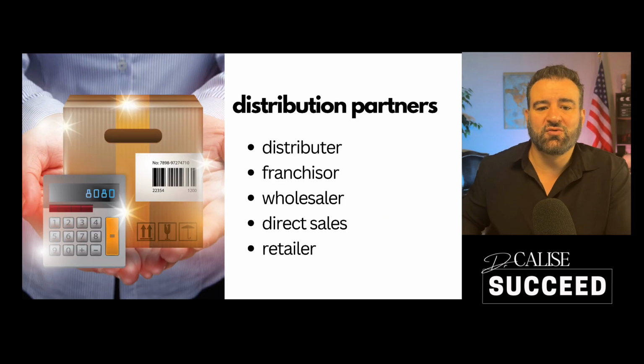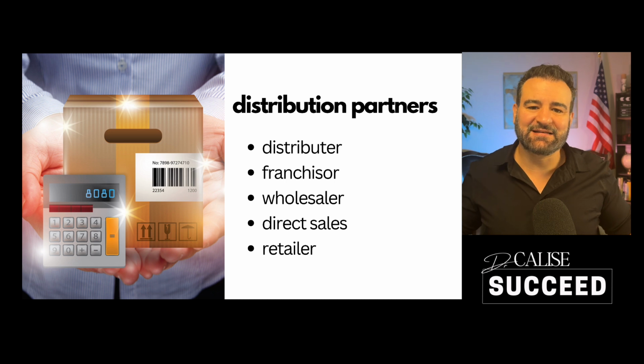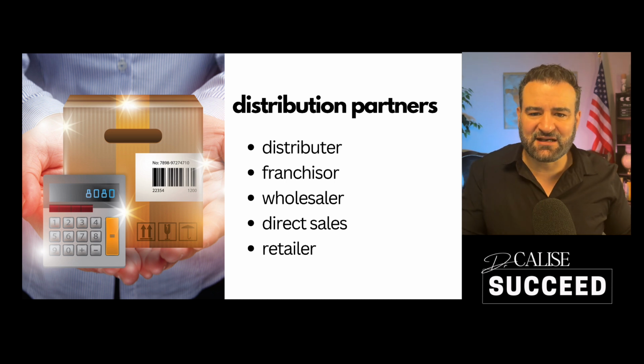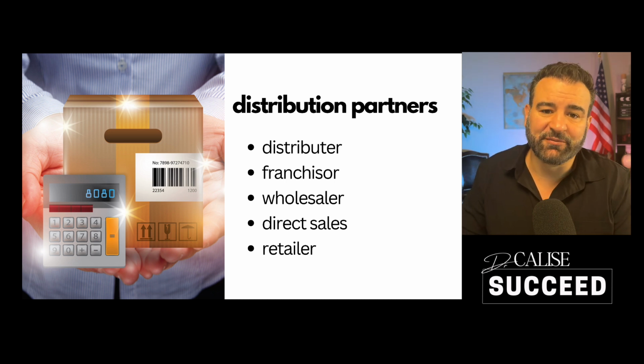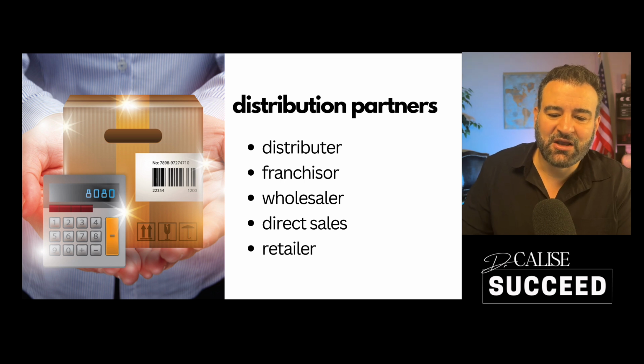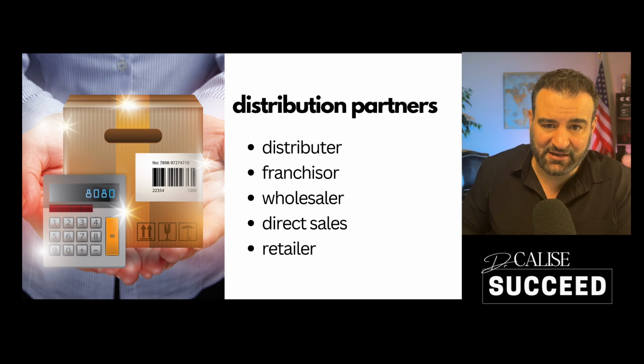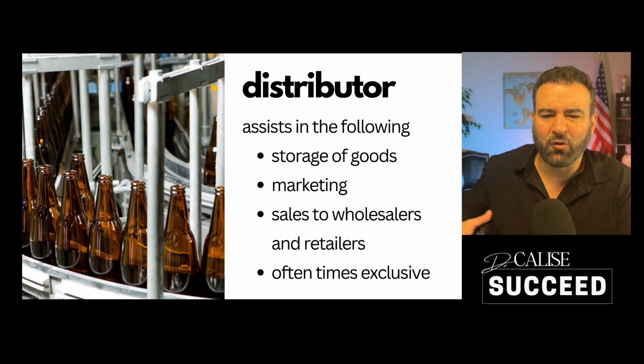All right. So who can help us? What type of entities can actually help us sell our products? Well, you get a distributor, you get a franchisor, you can get a wholesaler, direct sales, retail. All right. So there's a lot of different options that you have. Let's look at these a little more one by one.